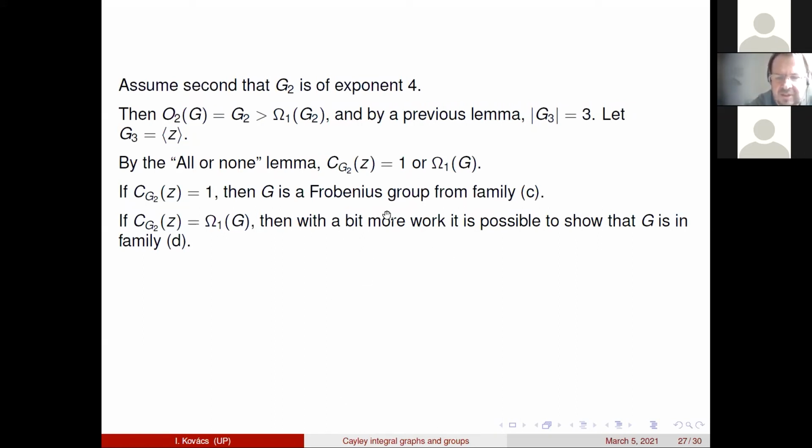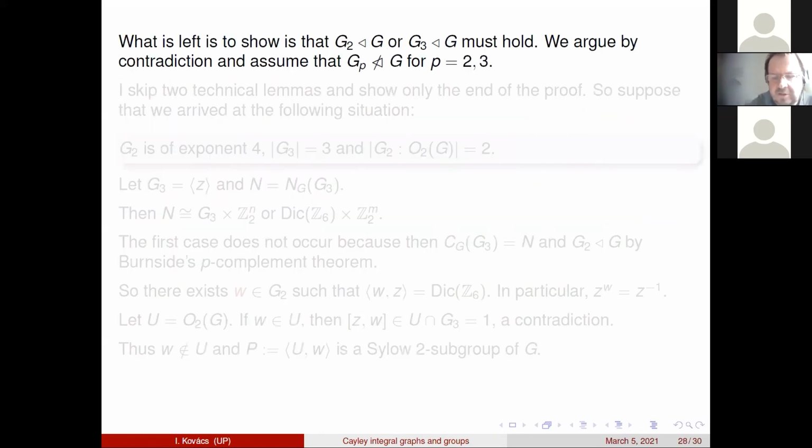I don't want to go into the details. It was a little more complicated, but it's not so difficult to prove that in that case you have family D. So we get all the families in this way. Analyzing the normal subgroups, we get all the families. So what is left to show is that either G2 or G3 must be normal.